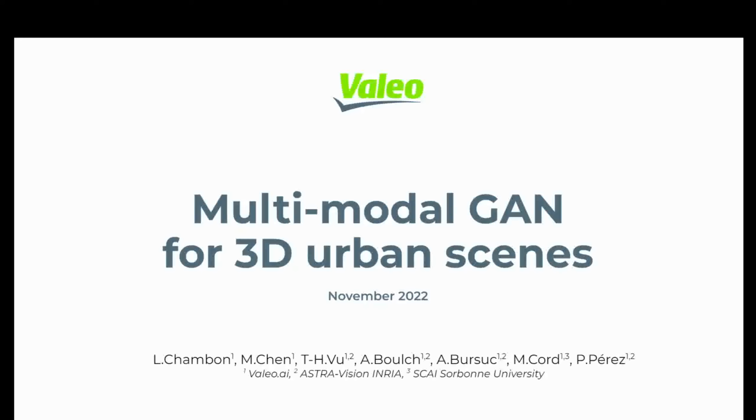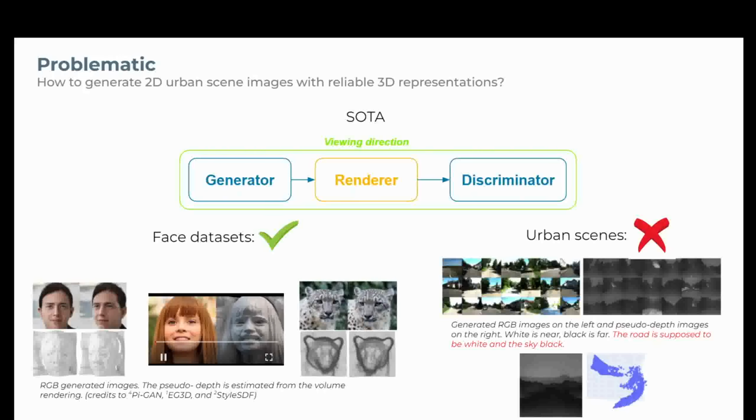Hello everyone, my name is Loic, and today I'm going to talk about the multimodal GAN for 3D urban scenes, a Valeo AI project. In this paper, we address the problem of generating 2D RGB images with consistent 3D representations. Current methods combining GANs and neural rendering get good results on human and animal face datasets, but when we apply them on more complex datasets such as urban scenes, they fail to jointly generate the image and estimate the depths. Look at how the world is badly positioned. Corresponding depths are supposed to be near and wide. So our goal is to determine if we can extend existing methods to work with them.